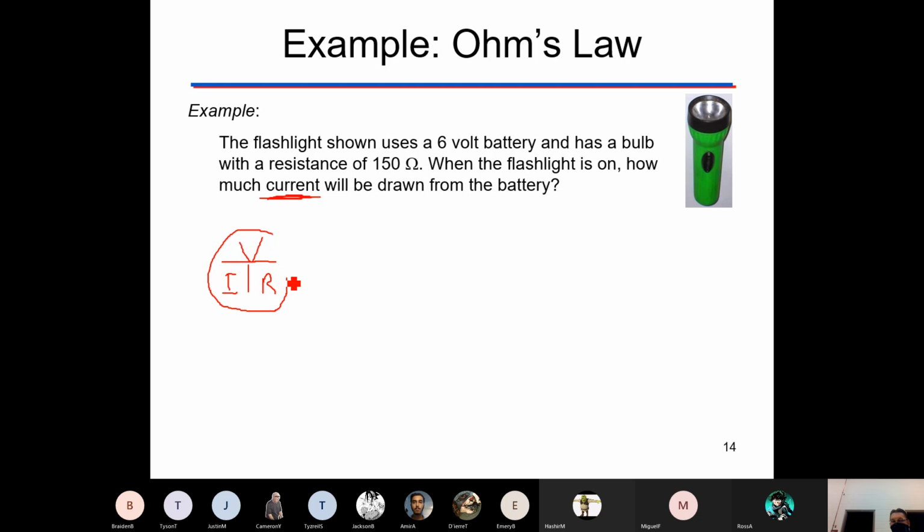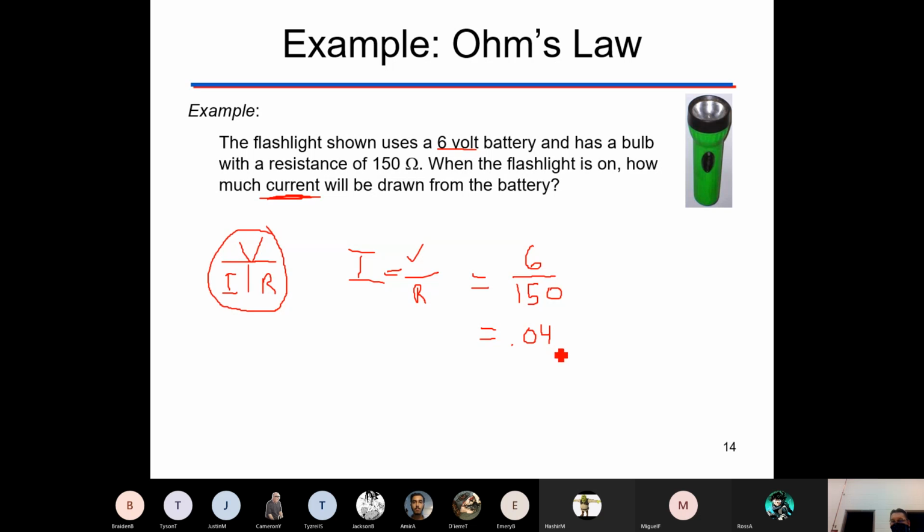All right. So we're solving for I, so we cover up I, and what's our equation? V over R. Our voltage is 6 volts, so we put 6 divided by 150. Exactly. Ross, have you already calculated it? Can you give us an answer? Yes, it is 0.04.